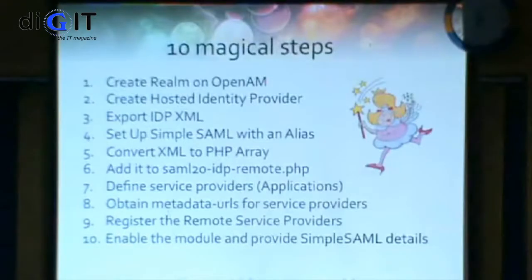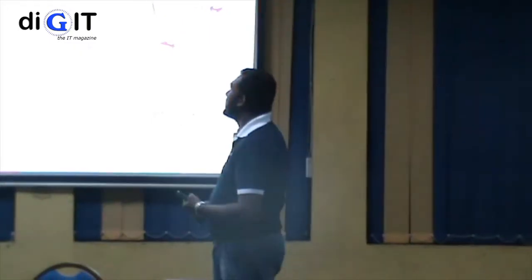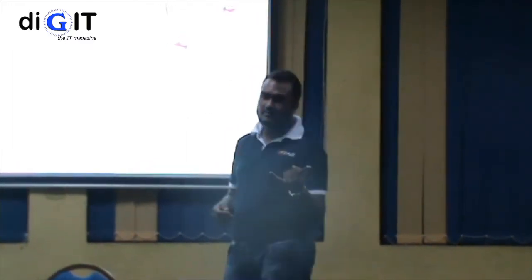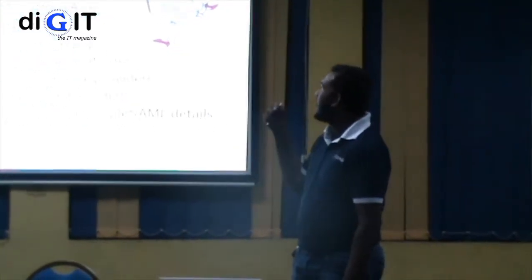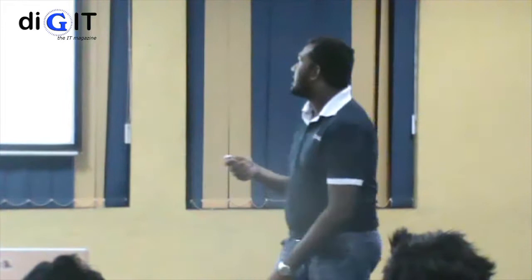So the 10 magical steps, I call it, and she is going to take us through. The first step is to create the realm on OpenAM. I'll show a demo so you will understand the steps clearly. Create the realm on OpenAM and create a hosted identity provider. The identity provider is the unit within OpenAM that will be providing authentication, so that has to be configured separately. Next, you can export the metadata that this identity provider provides and use it within Drupal.